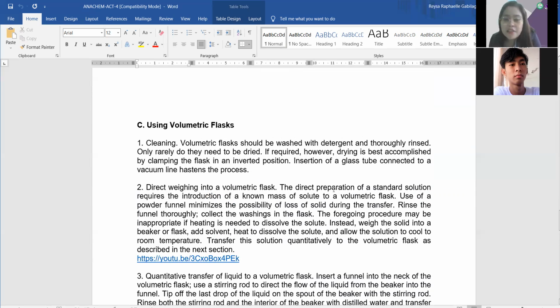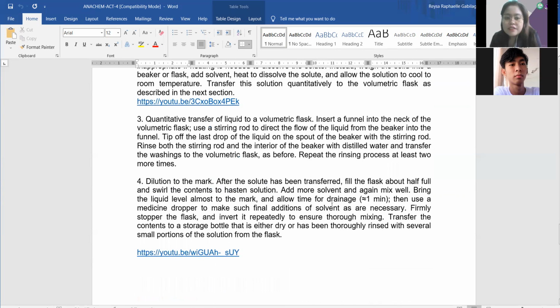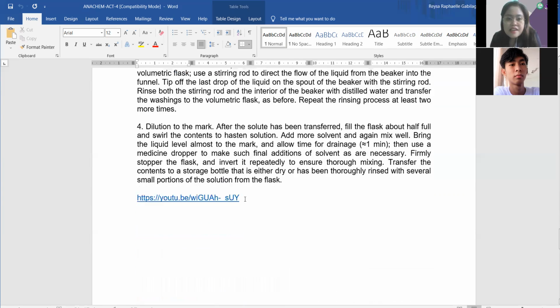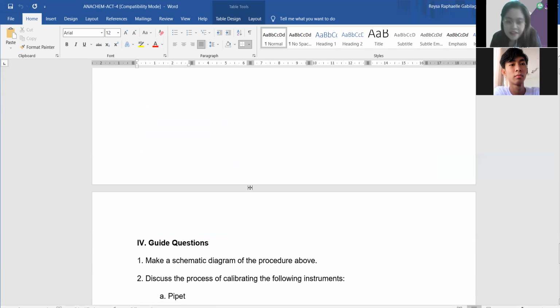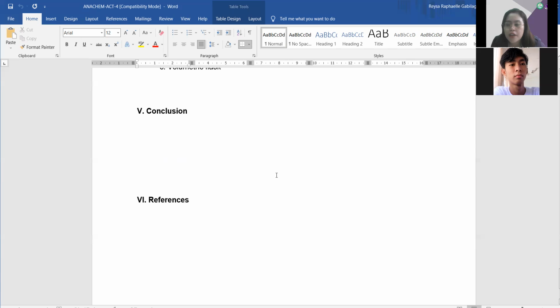And then lastly, you have there the volumetric flask. The procedure also contains or includes the cleaning of the volumetric flask and how to use the volumetric flask itself. So again, the links are being provided. After watching the whole procedure, you have to answer the guide questions, provide your conclusion, and also your references.